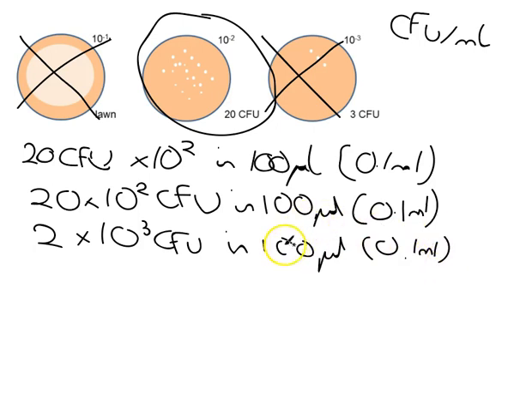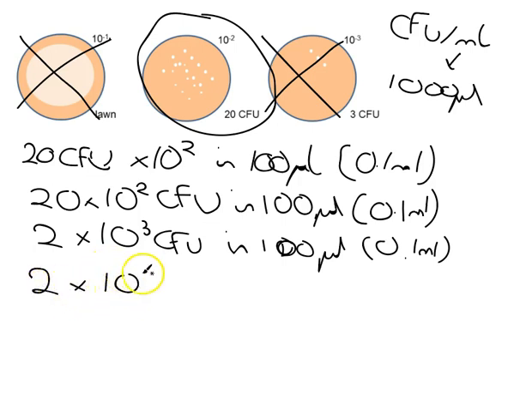Now we want it to not be in microliters, but we want it to be per mil, as it says up here. So to get this from 100 microliters into mils, and because we know that a mil is 1,000 microliters, we know that the difference between this and this is 10. So all we do is we times it by 10. So that makes it 2 times 10 to the 4 colony forming units per mil. And that's how you work it out.